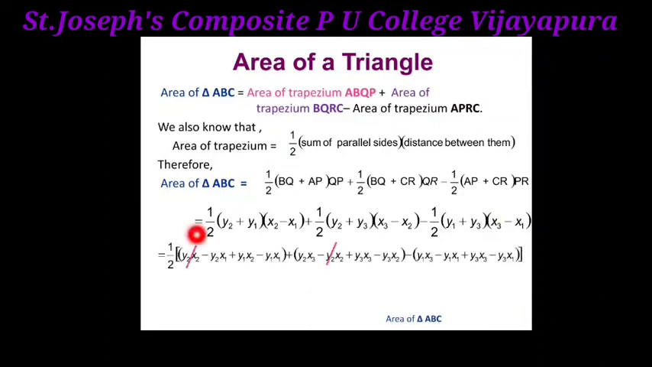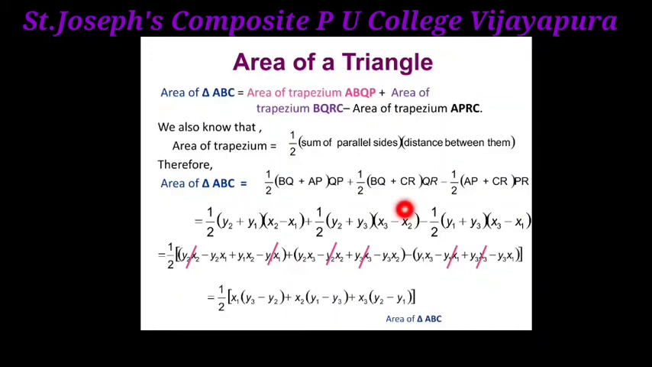Here y2x2 have opposite signs, so they cancel. Next y1x1: here it is minus, and minus minus becomes plus, so minus y1x1 and plus y1x1 get cancelled. And last y3x3: here it is positive and here it is negative, opposite signs, so y3x3 and y3x3 get cancelled.